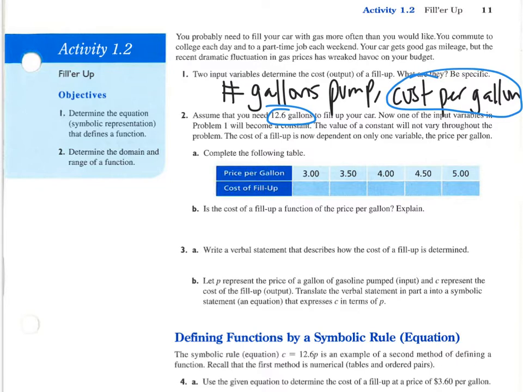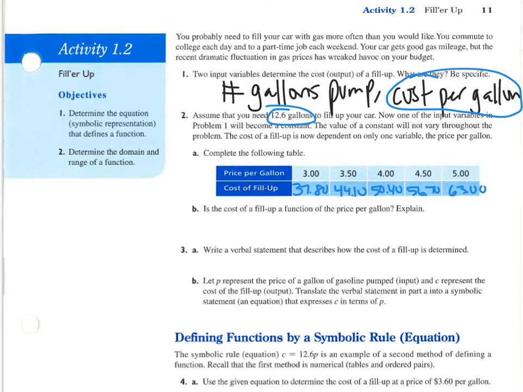So you're going to buy 12.6 gallons. Let's say the cost per gallon is $3. In that case, I would end up paying $37.80. If it was $3.50 per gallon, I would pay $44.10. If it were $4, I'd pay $50.40, $56.70, and $63.